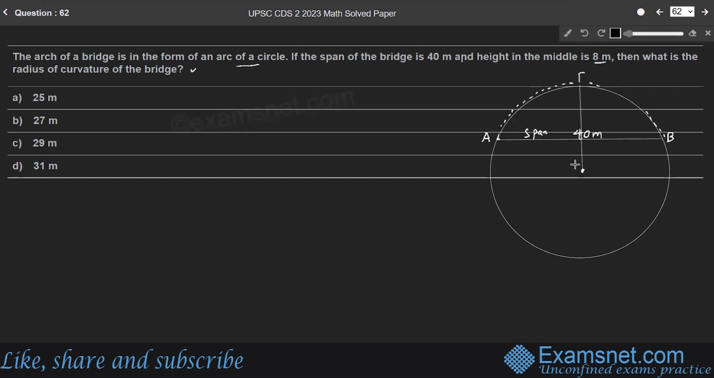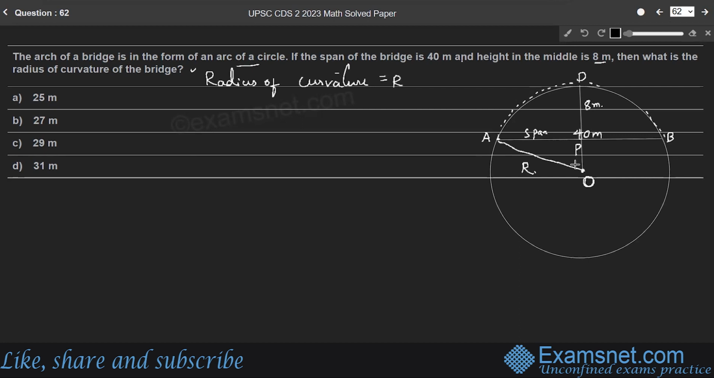So let this middle height be PD. So this is 8 meter. What is the radius of curvature of the bridge? If you consider O as the center, then OA or OD or OB, these are all the radius of curvature of the bridge. So we'll join O and A. Here let it be R, the radius of curvature. We need to find that radius of curvature.